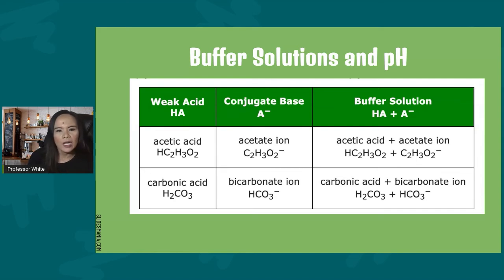So in this example, acetic acid is a weak acid, and the conjugate base of it is the acetate ion. If you add that acetate ion with the acetic acid, then it balances out the pH. And that is your buffer solution. So that's the idea. It's balancing the amount of acids and bases. That is your buffer solution and pH.